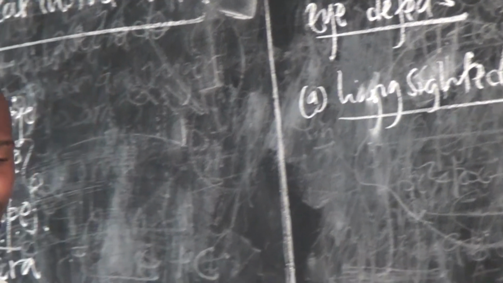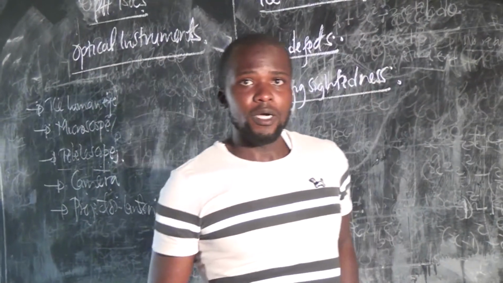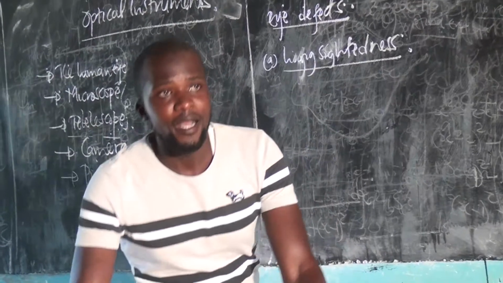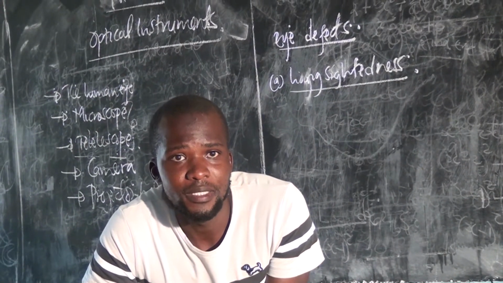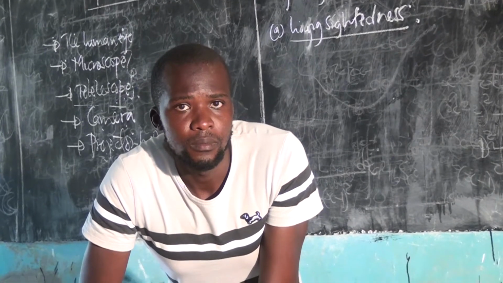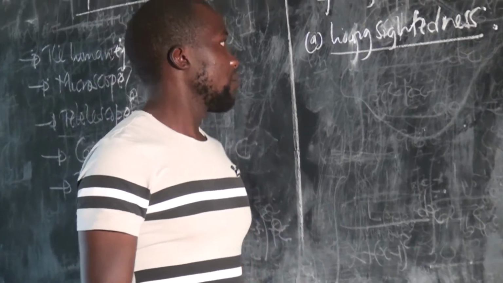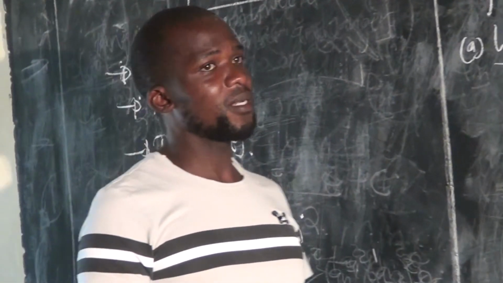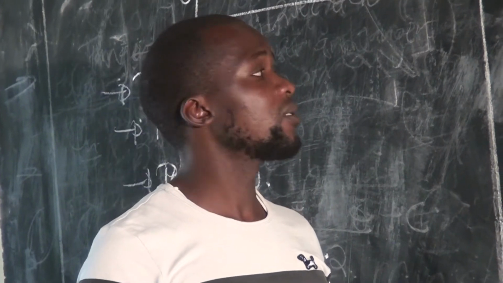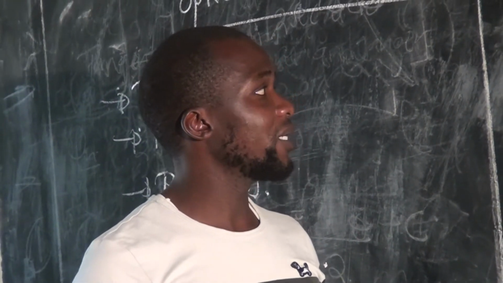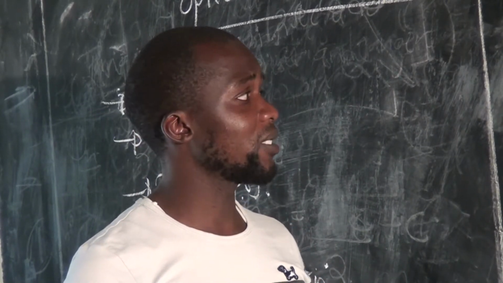A long-sighted person is that person who can only see things that are very far, and he cannot see those ones that are nearer. Objects that are very far are seen well, but those ones that are nearer cannot be seen clearly. That is a long-sighted person.